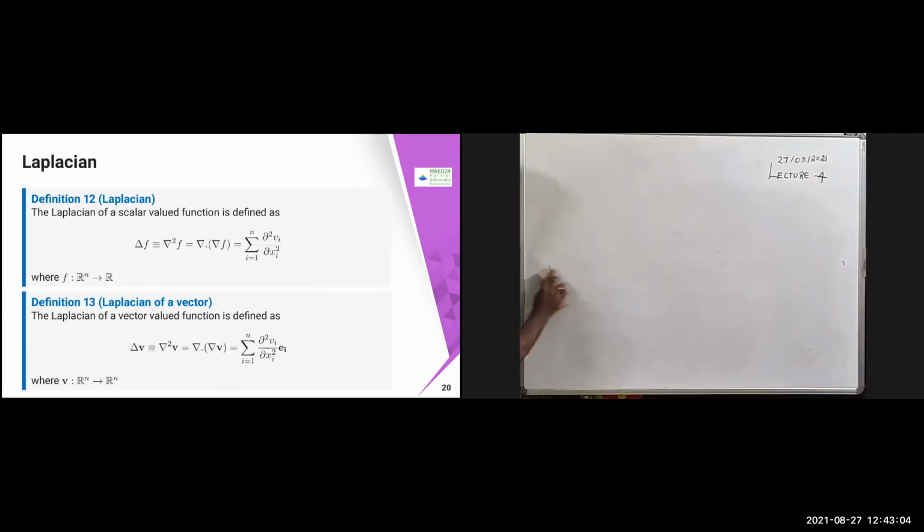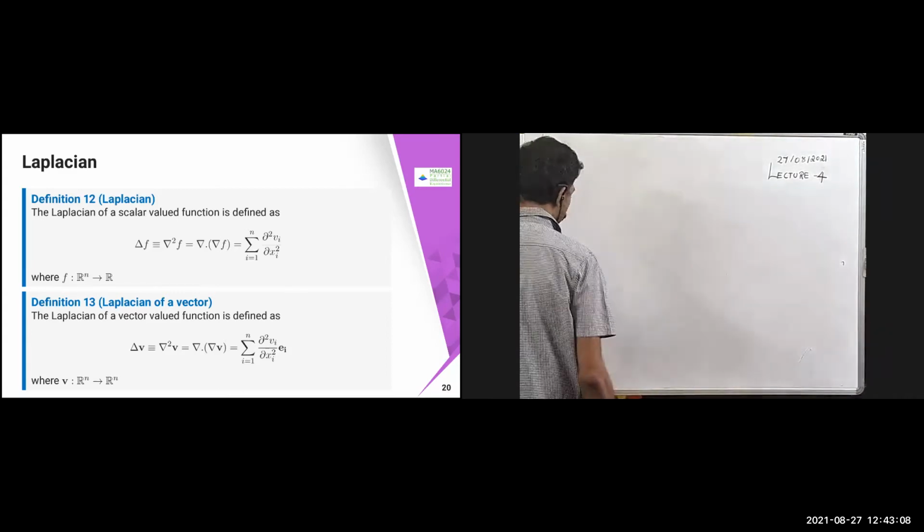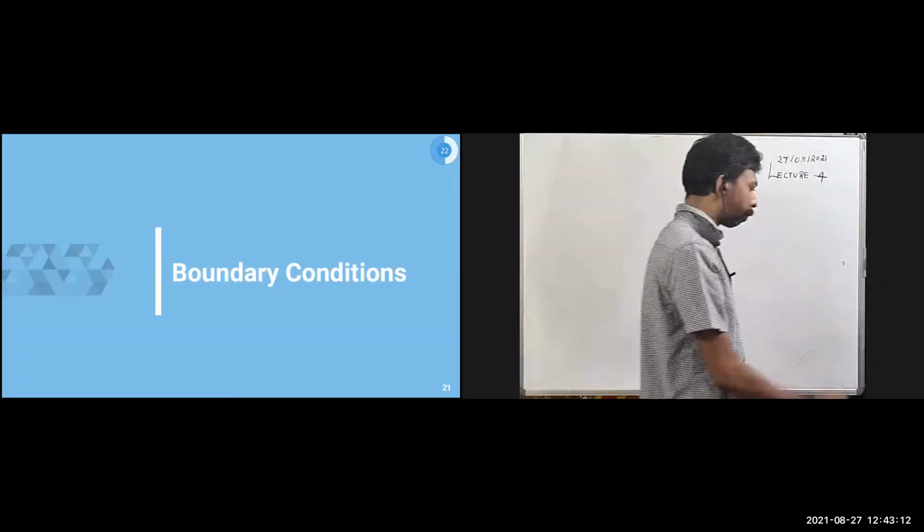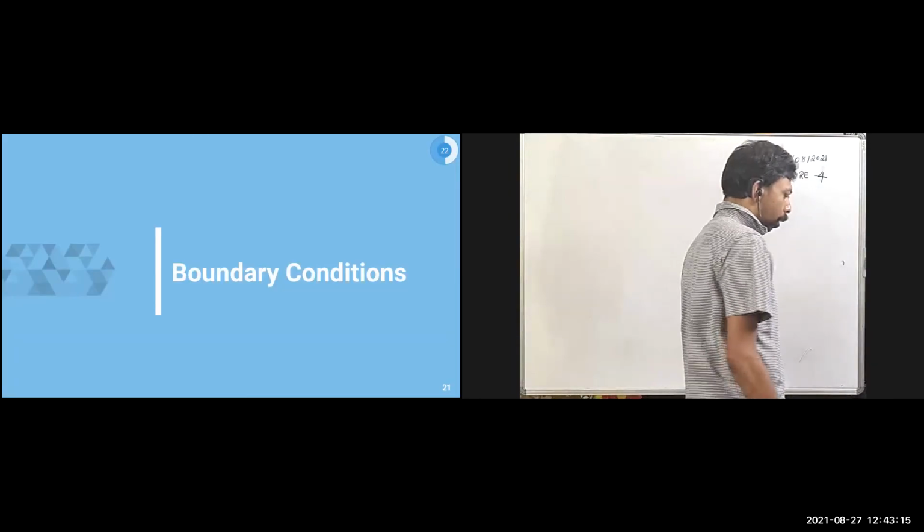Okay. So the next important thing is called boundary condition. How are we going to deal with boundary conditions? That is the next topic.